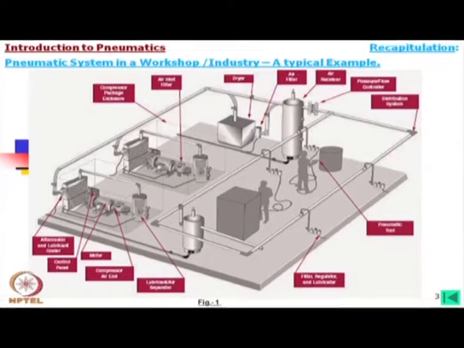If one fails, the other will work. If we want to keep one standby, it will work. If we want to run, say this is A and this is B, A first then B, or B first then A, everything will be possible if these are of the same capacity.